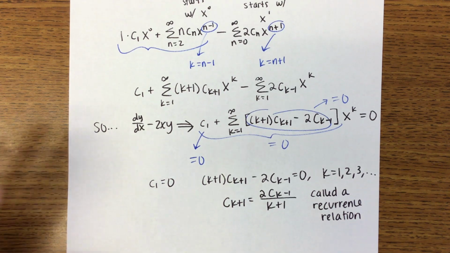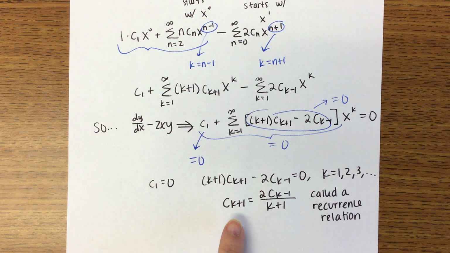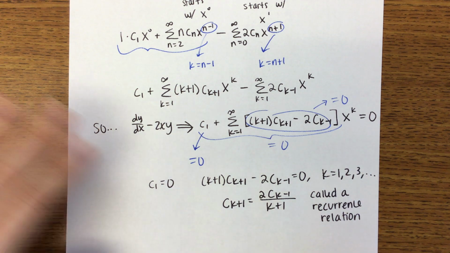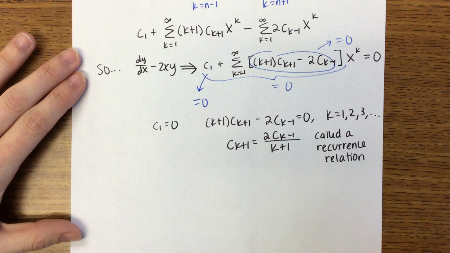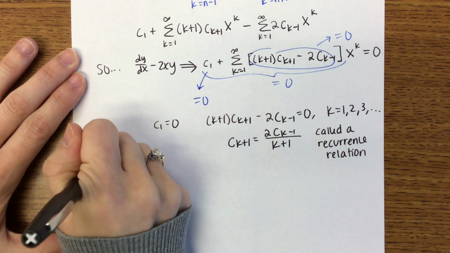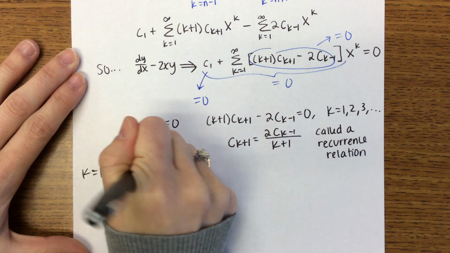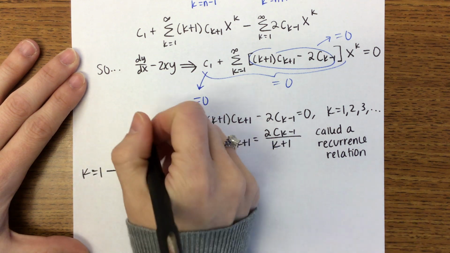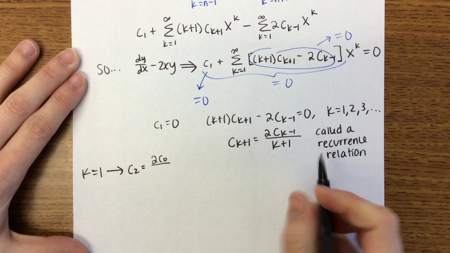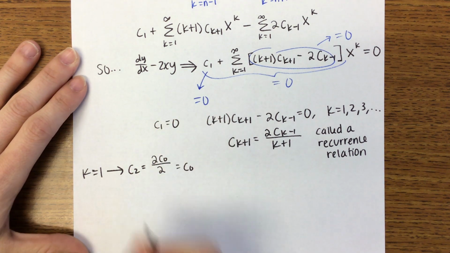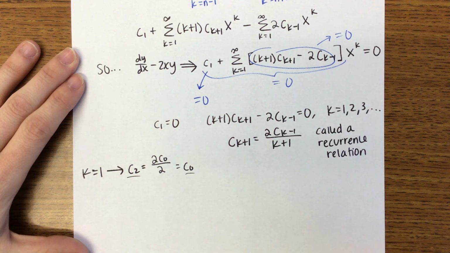So it's relating one term to previous terms. Okay, so then here's what we're going to do. We're going to start plugging in values of k and see what we get. So if I plug in k equals 1, if I plug in 1 here, I get c2 is equal to 2c0 over 2, which is just c0. So I get c2 is equal to c0.